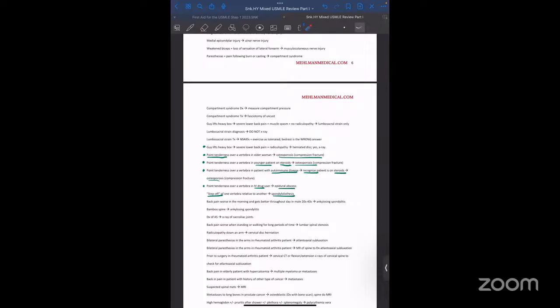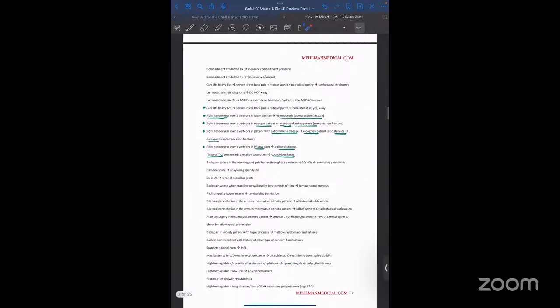Listhesis is slippage. Back pain worse in the morning and gets better throughout the day in a male in his 20s to 40s. This is ankylosing spondylitis. I think there was a CMS form where there was an 8 or 17-year-old with sacroiliitis, or a younger patient with ankylosing. It's weird but possible, I believe so. Anyway, back pain worse in the morning and better throughout the day in a male, 20s to 40s, is ankylosing spondylitis. Bamboo spine, ankylosing spondylitis. Diagnosis of AS, how do we do it? X-ray of sacroiliac joints. I think they've given us an X-ray also of this. We're supposed to recognize the bamboo spine.